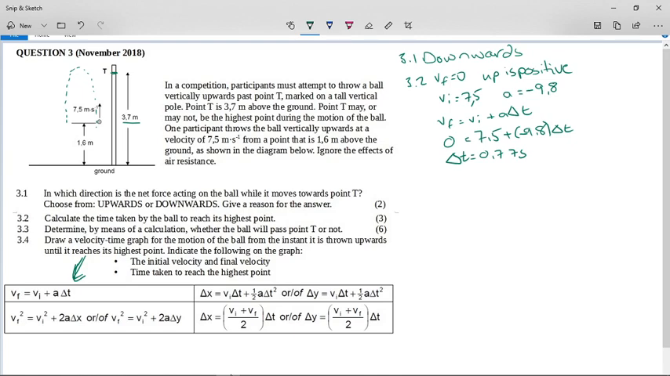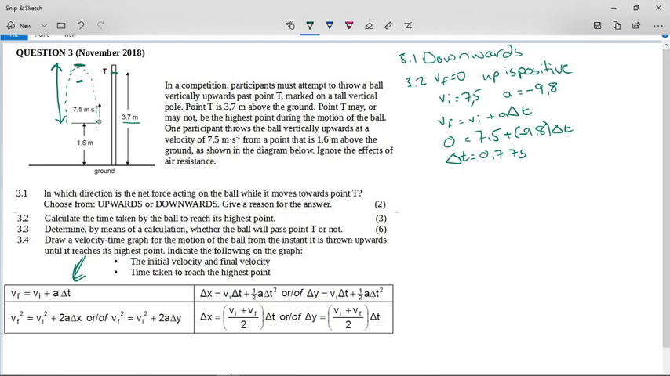Okay, now it says, determine by means of a calculation whether the ball will pass point T or not. So what we should do here is we should find out where is maximum height. Is it above T or is it below T? So we need to find out how far the ball traveled between the hand and the top of the pole, or its maximum height, and see is that longer or shorter than 3.7 meters.